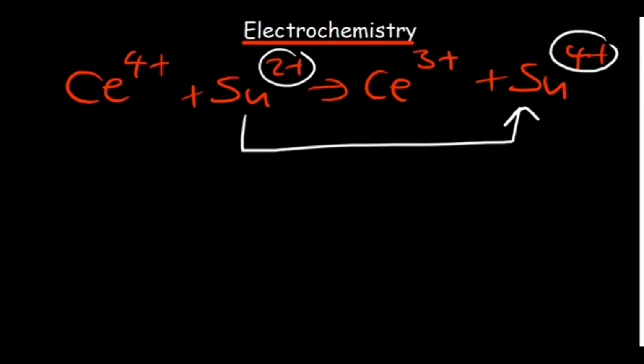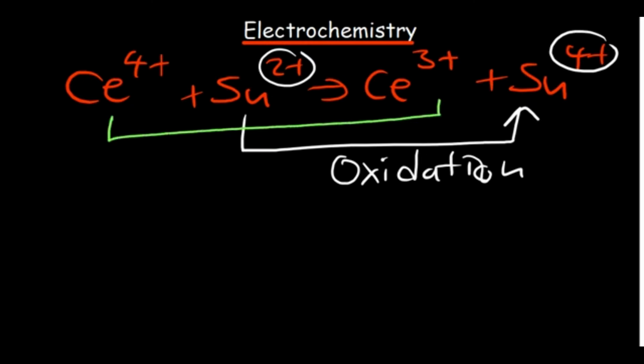If you try to observe this one, you notice that there's an increase, so we call that oxidation. An increase in the oxidation number is referred to as oxidation. And then when you look at the other one, we are moving from 4 to 3. That is called reduction, right? We have moved from 4 to 3 there.